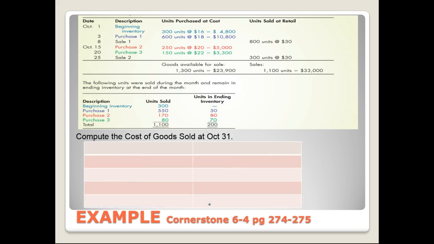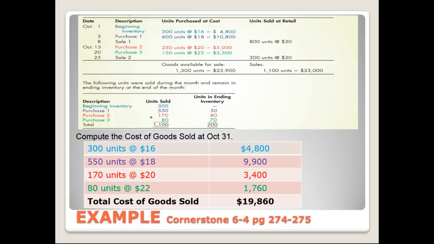use a very similar method right here to figure out the cost of goods sold. If we know that there were none of the $16 units left in inventory at the end of the month, they must have sold all of them, right? 300 units sold. There were 300 units available for sale, so they must have sold all of them. So 300 units sold at $16, which got us $4,800.